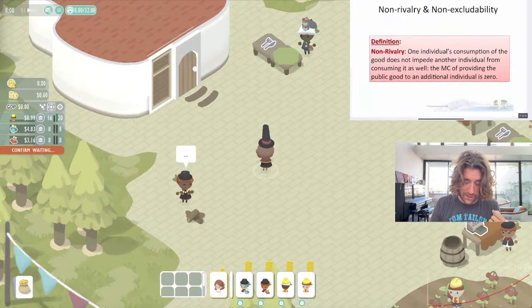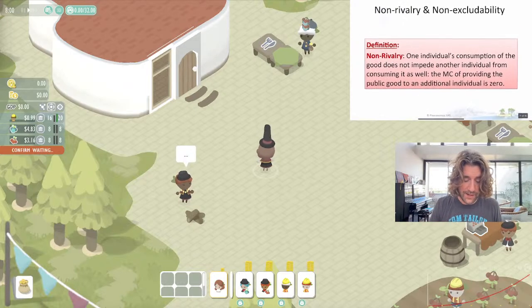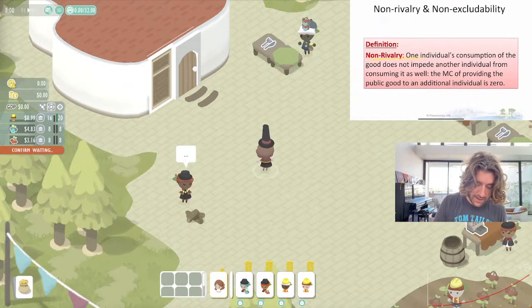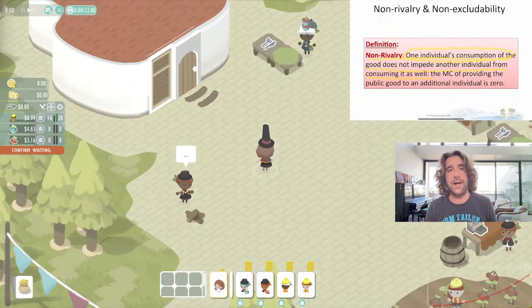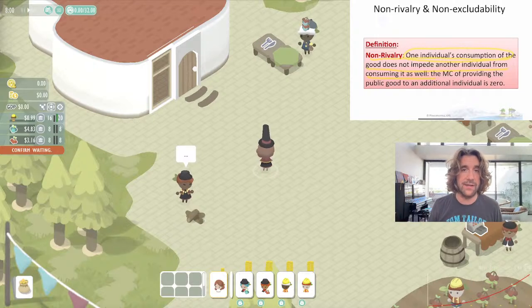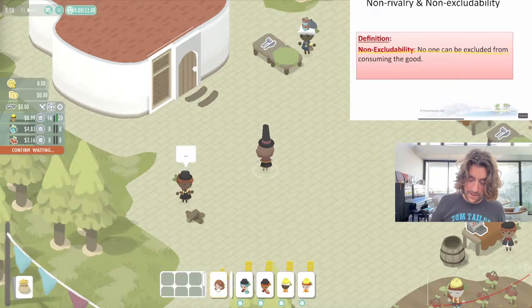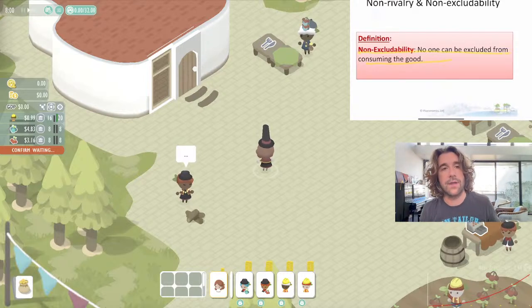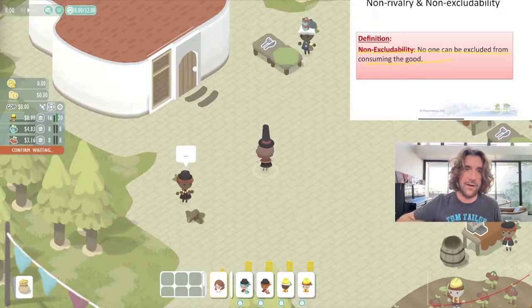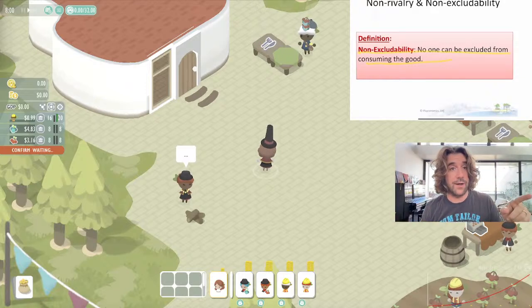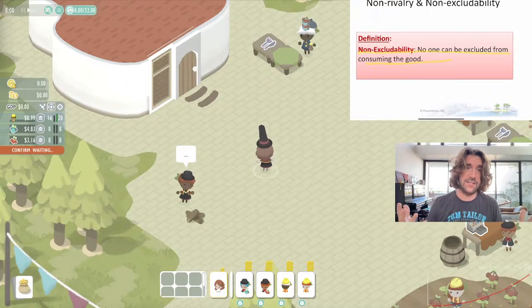These public goods are really, really important in society, and so we are introducing the concept in the game as well. Non-rivalry means that one individual's consumption of the good does not impede another individual from consuming it as well. Think about fireworks at the end of the year in Sydney. The fact that I enjoy them does not prevent you from enjoying them as well. Non-excludability means no one can be excluded from consuming the good. Again, fireworks in Sydney, end of the year, it's impossible for the government to say you're gonna see them up in the sky, but you are gonna be excluded from them. It just doesn't work this way.